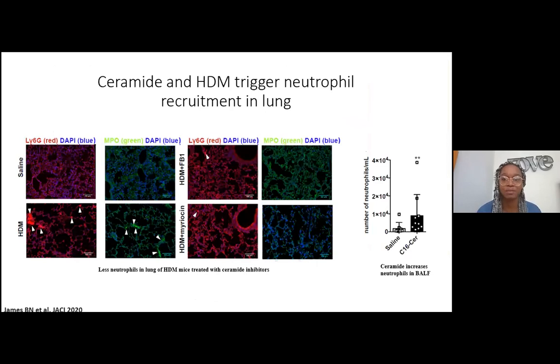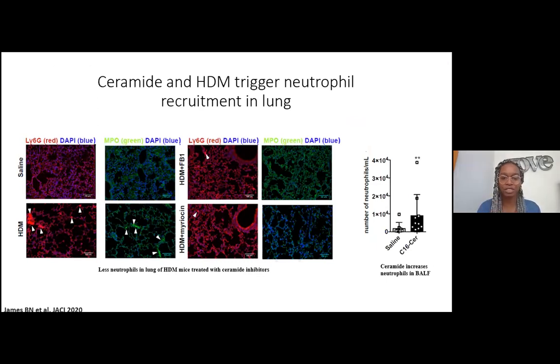Similar results were demonstrated back in our mouse models. This time we were staining lung sections from our house dust mite and our house dust mite plus ceramide synthesis inhibitor groups using markers for neutrophils, either Ly6G in red, marked here with the white arrow, or MPO in green, marked with a white arrow. And so what we saw was that both ceramide suppressors were able to reduce the staining of both neutrophil markers.